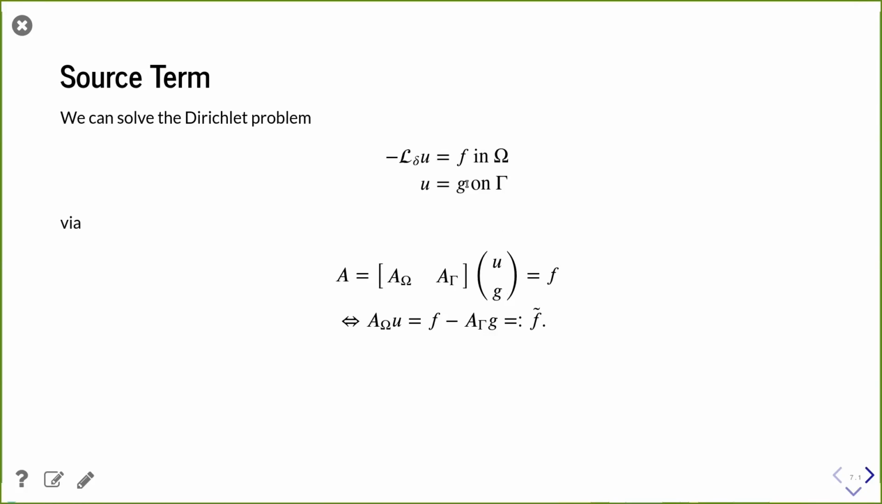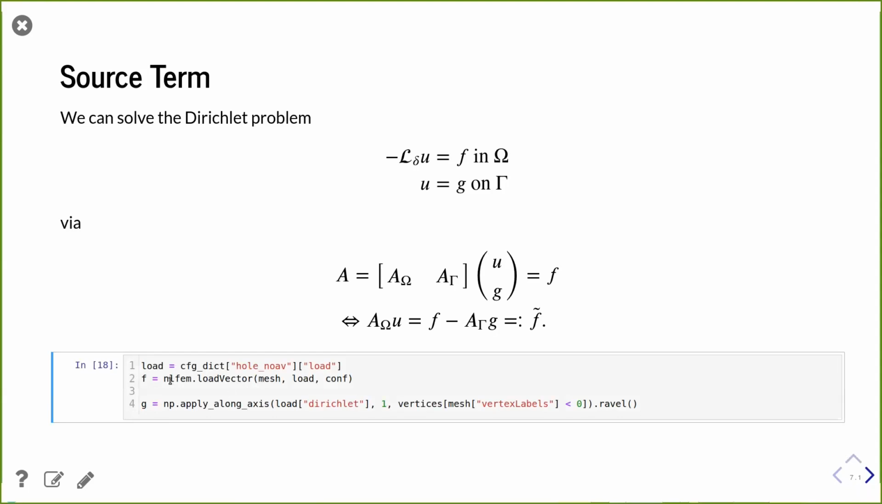G is the boundary data. So we solve that system and we can reformulate the problem so that we get A_Ω U equals F tilde, where we subtract A_Γ of G from F. Okay, so that is how one can do it. So this is what we do here.